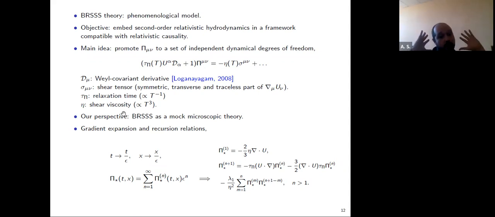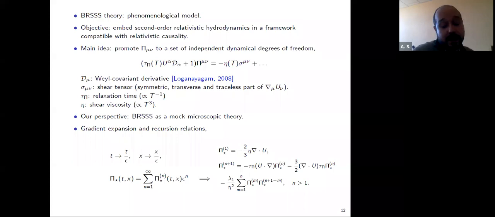Now, the perspective we are going to take about this BRSSS theory is treating it as if it were a full-fledged microscopic theory. Okay, so we're going to imagine that BRSSS theory is a toy model that can teach us useful lessons about full-fledged microscopic theories, such as AdS/CFT. And in particular, since we are going to think of BRSSS theory as a full-fledged microscopic theory, this theory is going to come with its own gradient expansion with an infinite number of terms.